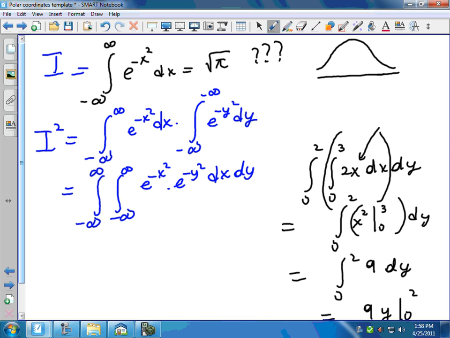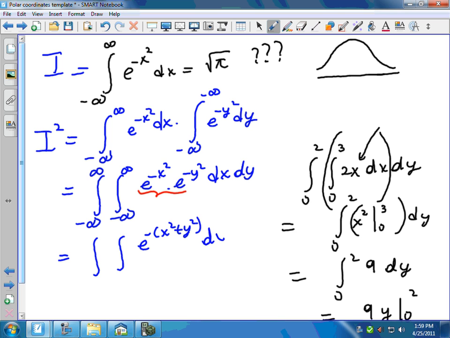How can you simplify this for me? How can you simplify that? E to the power of negative x squared plus y squared. Could you live with that? You see reminiscence of a circle. The x squared plus y squared reminds us of a circle.